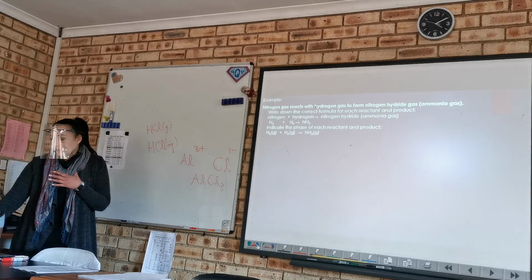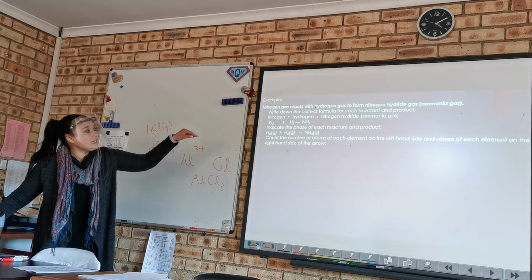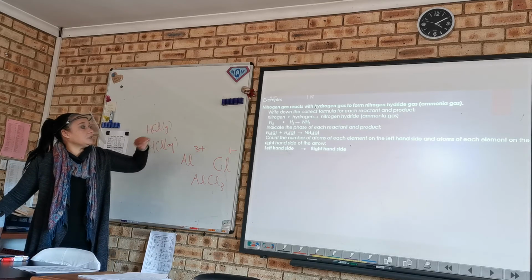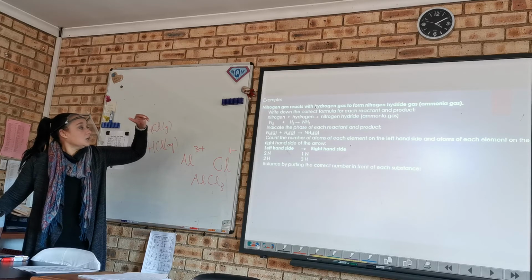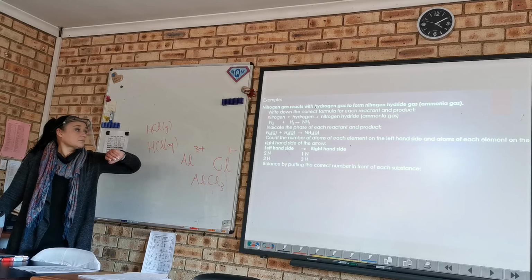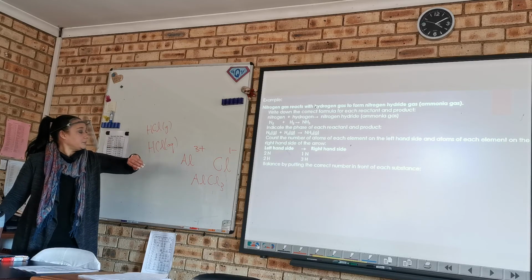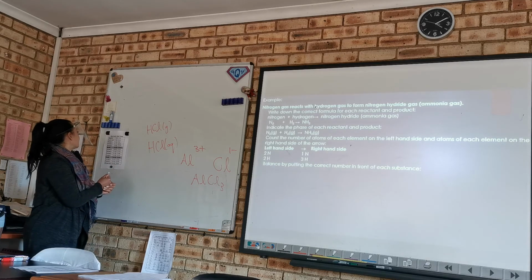We're going to indicate the phase as we usually do, then we're going to count the number of atoms of each element on the left versus the number of atoms of each of them on the right. 2 nitrogens, 1 nitrogen, 3 hydrogens, 2 hydrogens versus 3 hydrogens. And then we're going to balance by putting the correct number in front of each substance. All right.